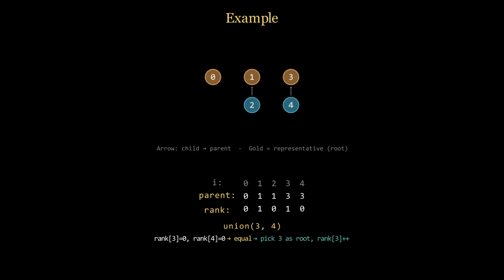Union 3 and 4. Both ranks are 0, so we pick 3 as root and bump its rank. Parent of 4 becomes 3. We now have two separate two-node sets, 1, 2, and 3, 4.